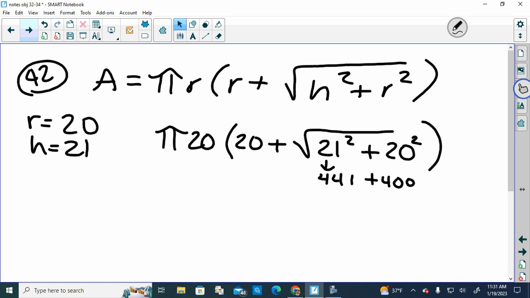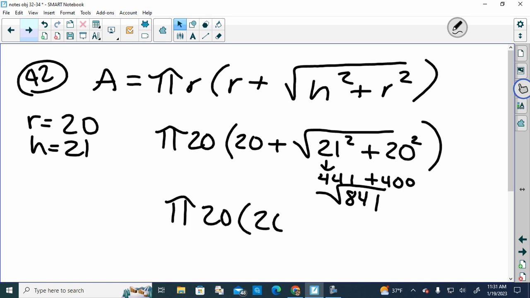I said radicals, whatever's happening underneath is like parentheses. Now we're going to combine those two. So 441 plus 400, 841. That is what you're taking the square root of now, because everything underneath it has to be combined and simplified in order of operations before you can take the square root. What is the square root? 29. Okay, so I'm going to write out what we've got so we're not losing track. We've got 20, 20, and then we have 29.